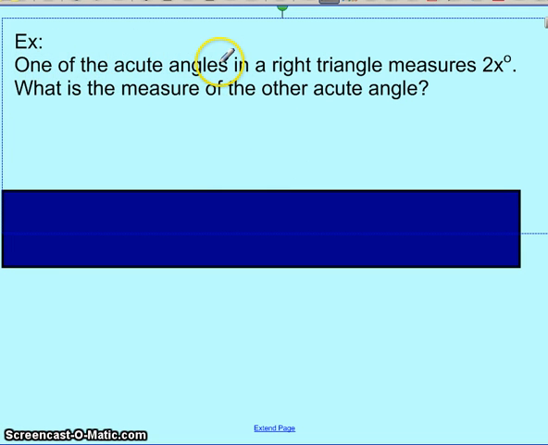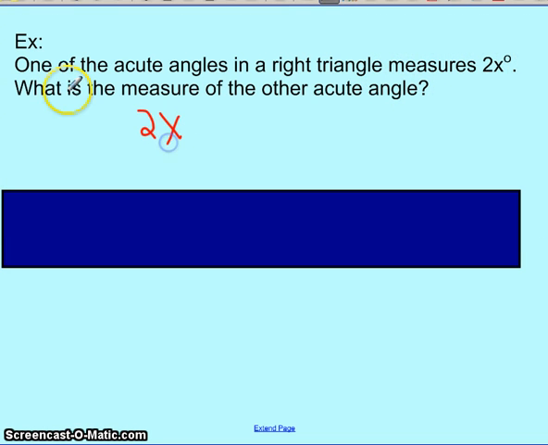One of the acute angles in a right triangle measures 2x. What is the measure of the other acute angle? Well, remember that the two acute angles have to add together to equal 90. So if I had one, say it was 70 degrees, then the other one would have to be 20 degrees. So what I'm doing there is I'm just taking the one that I know and subtracting it from 90 degrees to get the other one. So in other words, I'm going to have to take 90 degrees minus the 2x to equal the other angle. So I'm just going to slap the degrees on there and I'm done with this one.